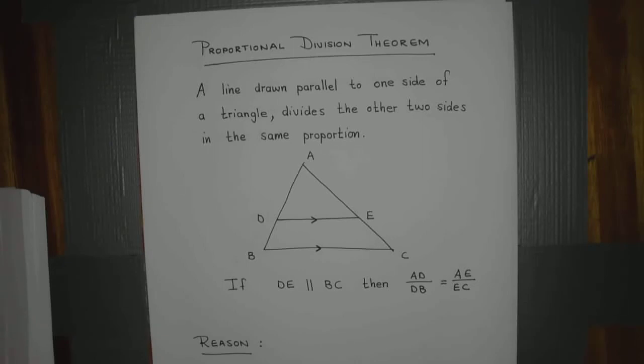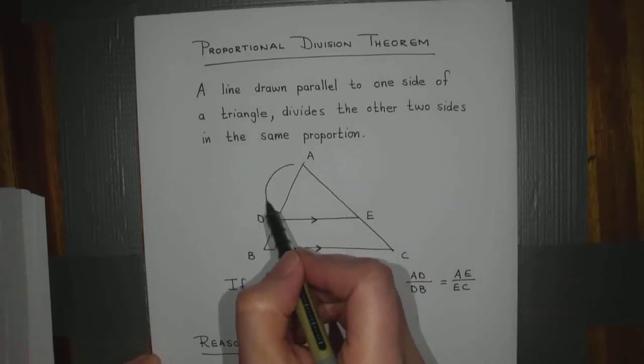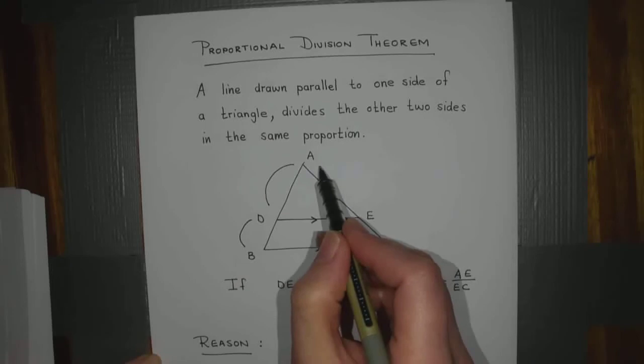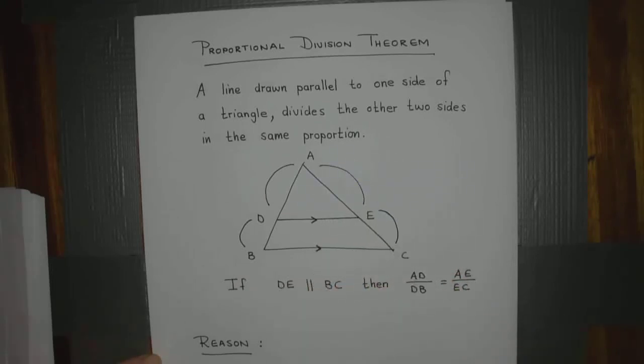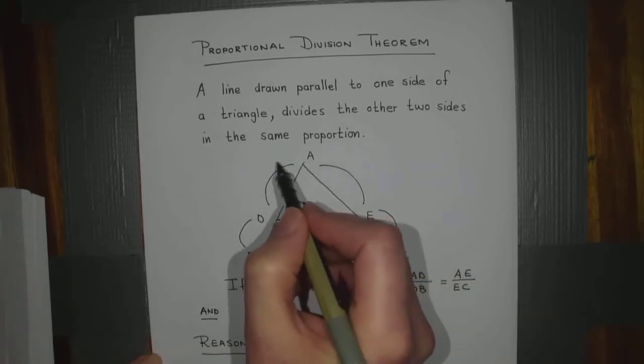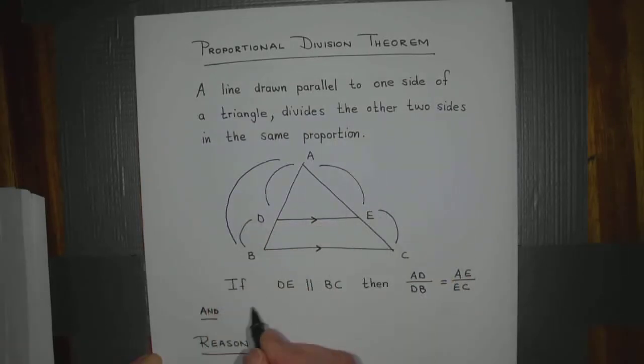Now, there are a couple of corollaries, and I think you have heard the word corollaries. Corollaries just means this theorem can be extended. And when I say can be extended, you need to understand this. So I've said that it divides it into proportion of that over that is equal to this over this. But you can also say, how about AB over AD?